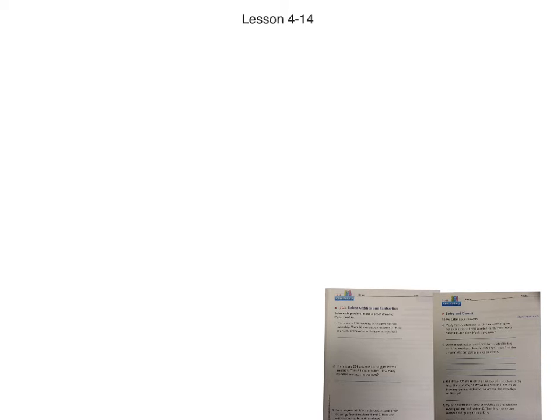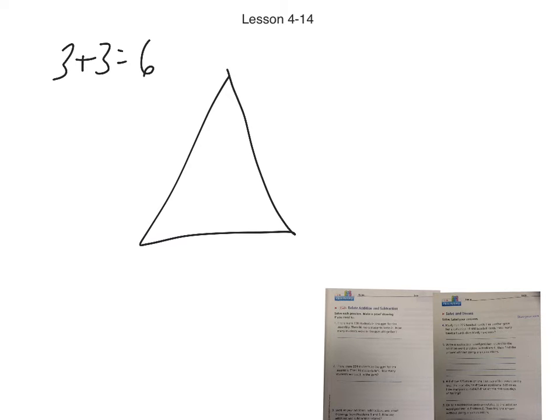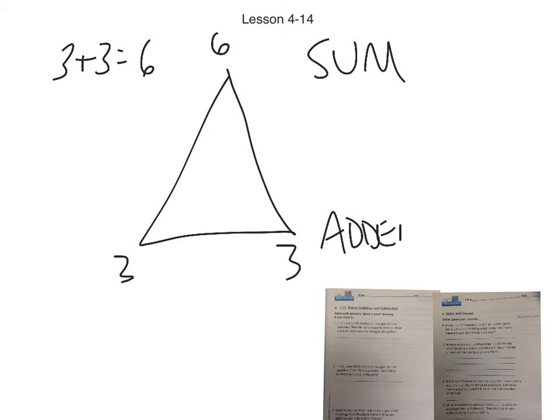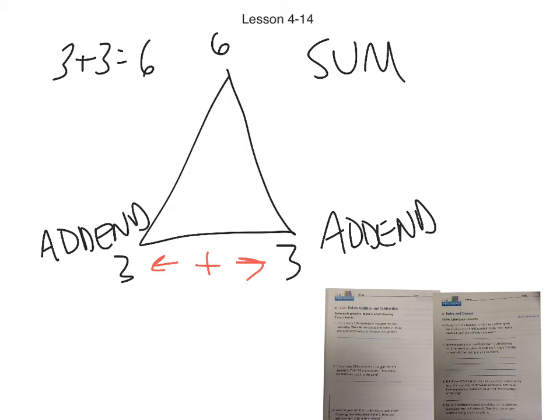So let's get started. I'm going to talk about a triangle. I'm going to make this really simple, and I know I've talked about this with you recently, but if I go 3 plus 3 equals 6, if I were to do a triangle, I'd put the 6 up here, the 3 here, and the 3 here. This is where you need to take some notes. The number on the top would be the sum. That is when you take the addend and add it to the other addend. When you're down here, you add these two together. Whatever two numbers on the bottom, two addends. These two addends will equal the sum that's on top.